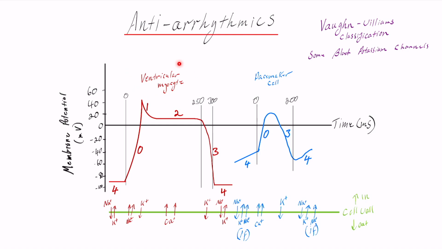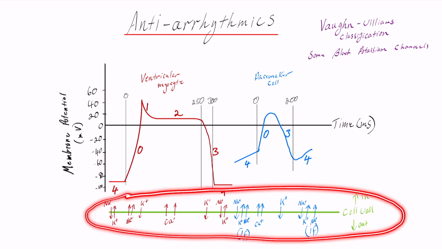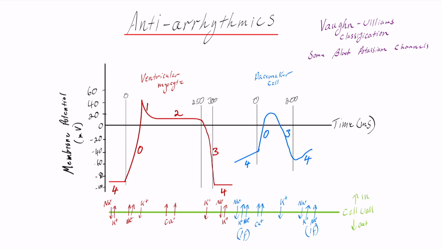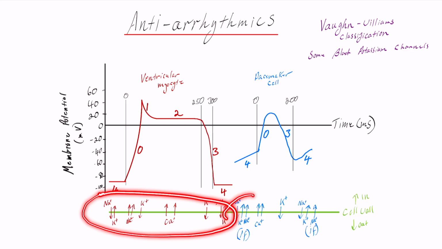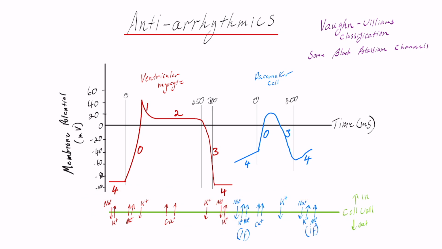So on the left here we have the ventricular myocyte, and on the right is the pacemaker cell in blue. To orientate ourselves to this graph, on the y-axis is our membrane potential in millivolts, and on our x-axis is time in milliseconds. At the bottom here I've drawn a green line, and this represents our cell wall, and anything moving in or up is ions moving into the cell, and anything moving down is ions moving out of the cell. Everything in red represents our myocyte, and in blue represents our pacemaker cell.